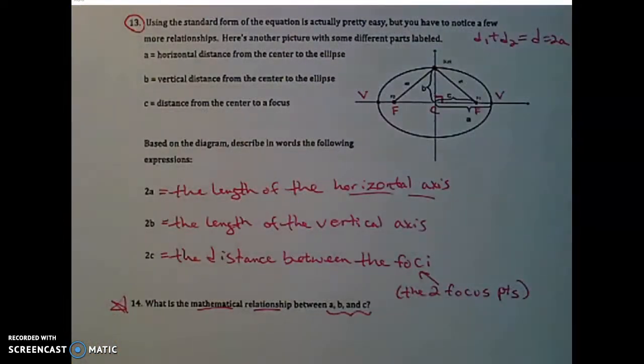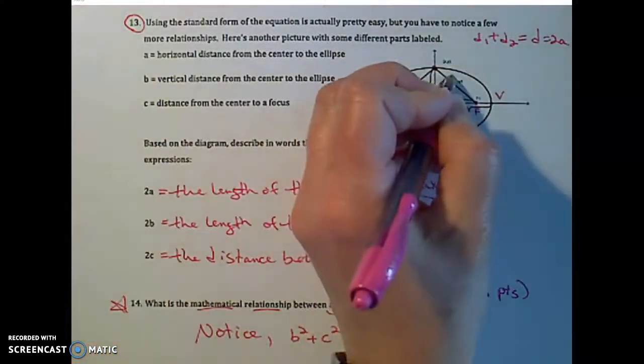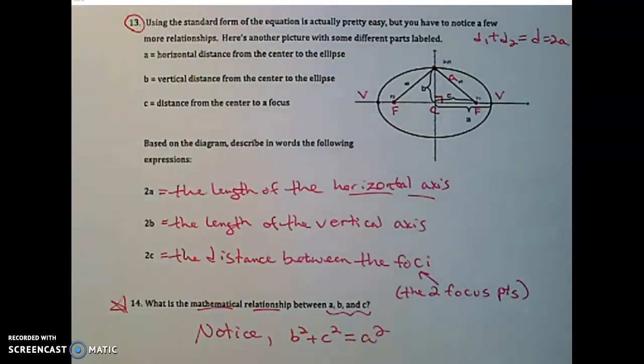In that ellipse, we notice, defining those lengths as we did, that b squared plus c squared is always equal to a squared, if you want to label that as a. So this is a good reference. Keep that in mind. I'm going to turn the page.